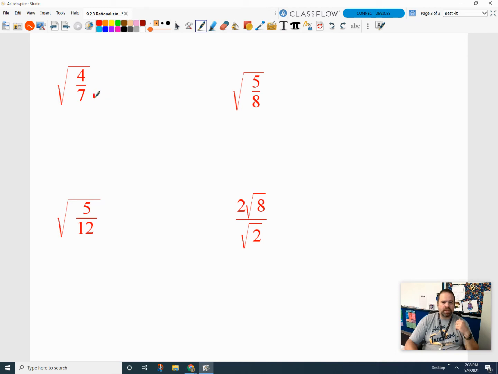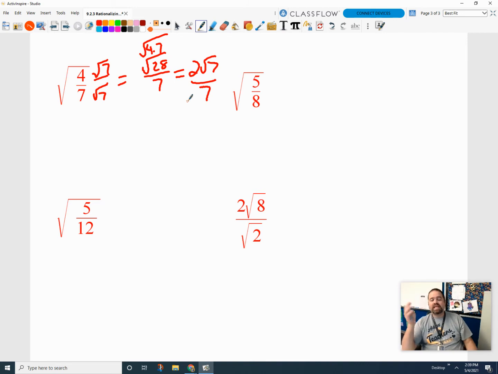Couple more. I'm going to multiply top and bottom by root 7. So this is going to be root 28 over 7. And then 28 will simplify into 4 times 7, so that is 2 root 7 over 7. Those 7s I can't do anything with, because one's locked up under the root and one is free all by itself. So just be aware of that.